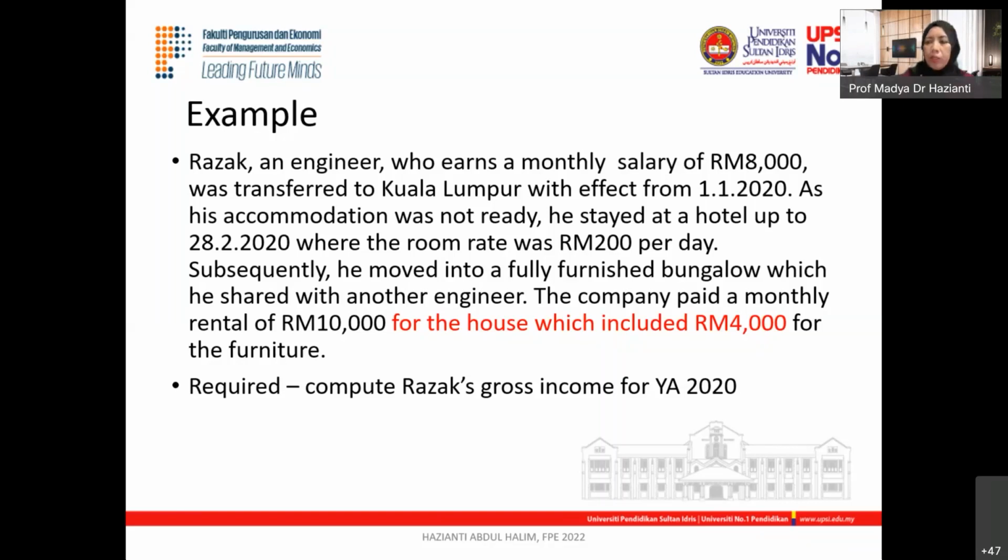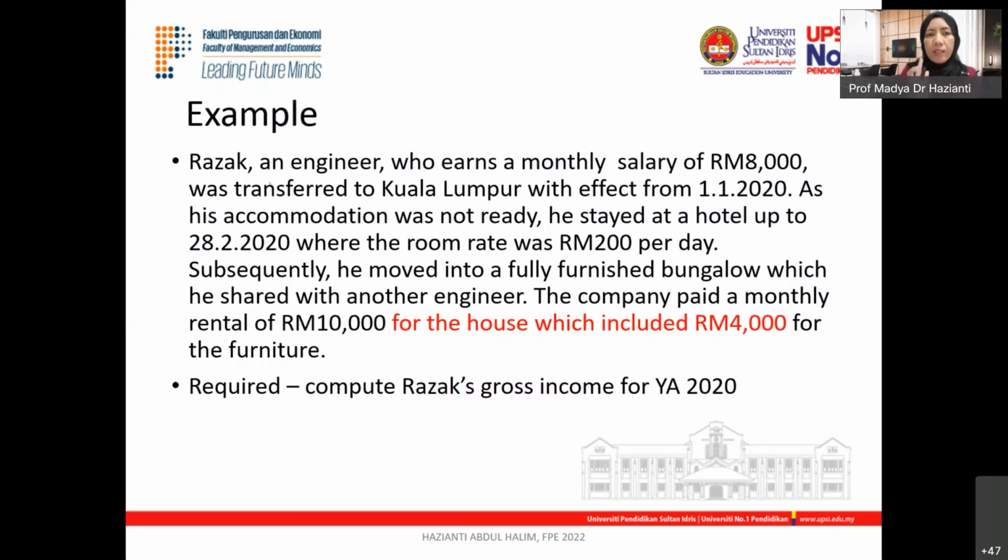Okay, so here we have Raj, engineer who earns a monthly salary of 8,000, was transferred to KL with effect from 1st Jan 2020. As his accommodation was not ready, he stayed at the hotel up to 28 Feb 2020, where the room rate was 200 per day. Subsequently, he moved into a fully furnished bungalow which he shared with another engineer. The company paid a monthly rental of 10,000 for the house, which included 4,000 for the furniture. You are required to compute Raj's gross income for year of assessment 2020.